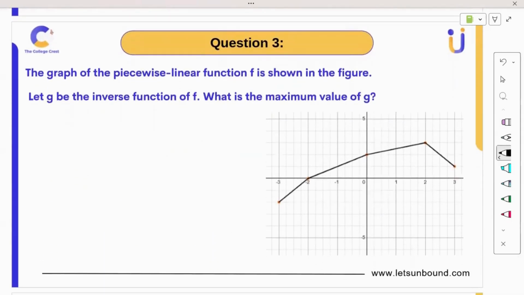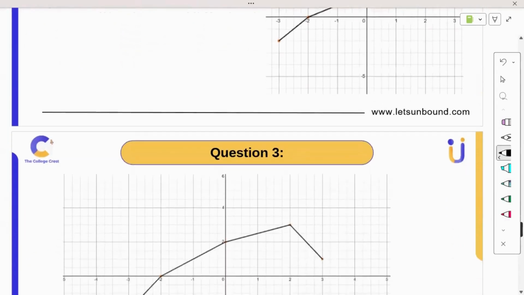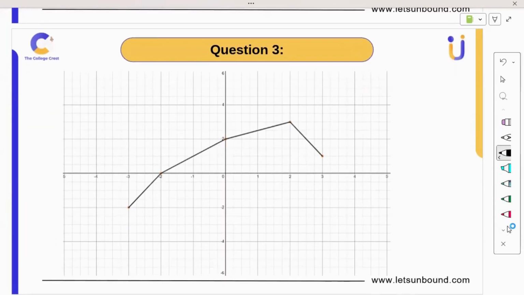Now, last question. The graph of the piecewise linear function is shown in the figure. Let g be the inverse of f. What is the maximum value of g? Okay, how can we sketch the inverse? Sometimes they will ask you to sketch the inverse function also. So I'm going to show you sketching the function and then finding the max. Okay, so sketching is simple.